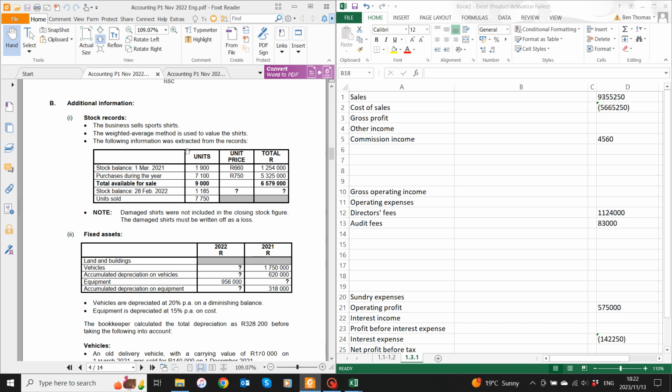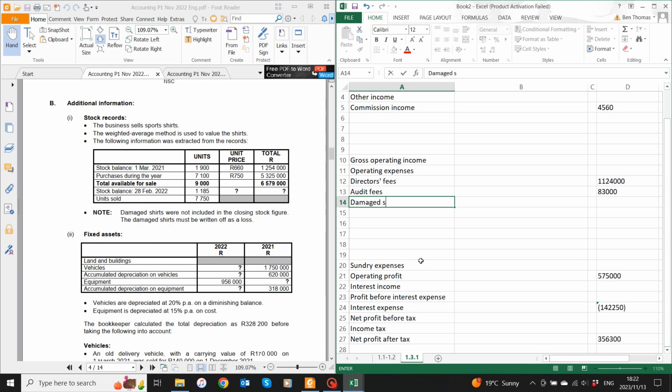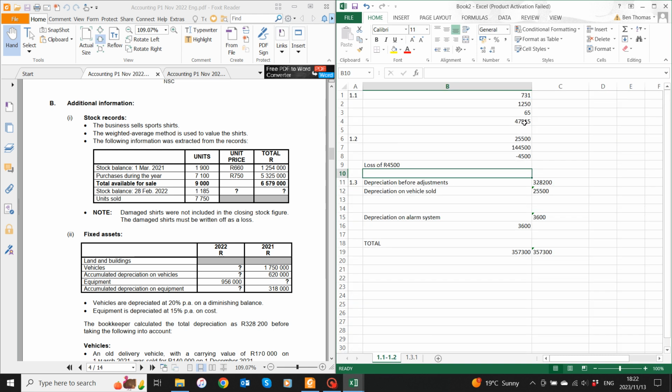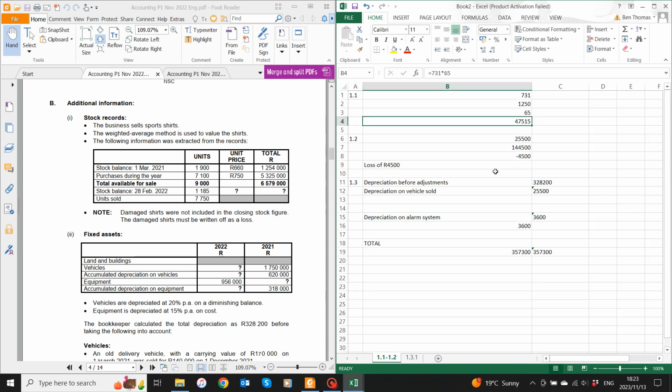Okay, so we're actually starting with the damage of trading stock. So we know the loss of trading stock is obviously going to be something along the lines of damage. So you can just write damaged stock, okay, and that's a loss for us. Now we're going to go back to damaged stock, and we know the value of that was 47515. So over here, we're going to write 47515.